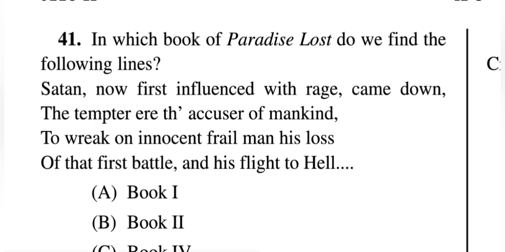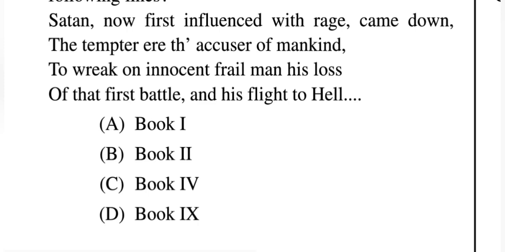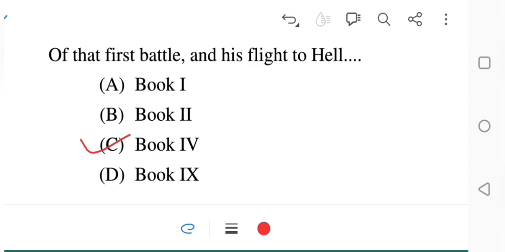Satan, now first inflamed with rage, came down, the tempter, the accuser of mankind, to wreak on innocent frail man his loss of that first battle and his flight to hell. So these are the lines from which book of Paradise Lost? We all know Paradise Lost has 10-12 books. Okay, so we have to find out the correct answer of this question. The correct answer is book 4. In book 4, this line appears. Got it? Okay, now let's move on to our next question.